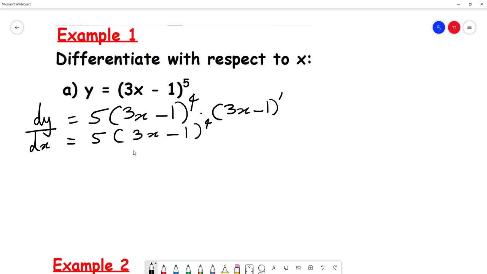When we differentiate this bracket, we get 3, because 3x differentiated gives me 3, minus 1 differentiated gives me 0, so I'm left with 3. Now 5 times 3 is 15, so I get 15 times (3x minus 1) to the power of 4.